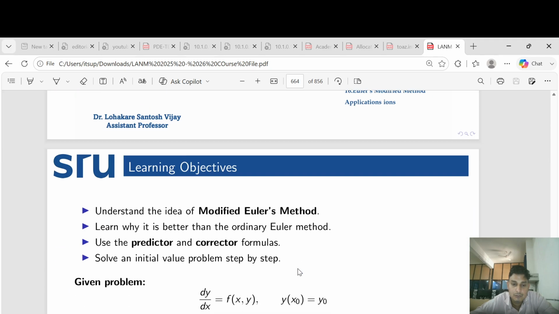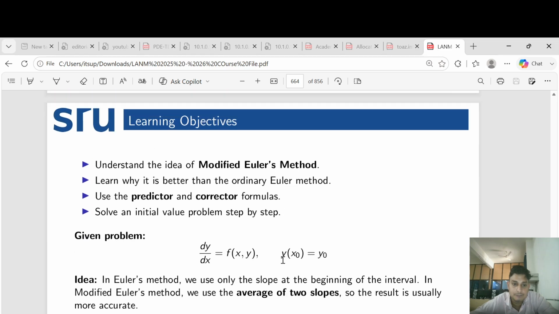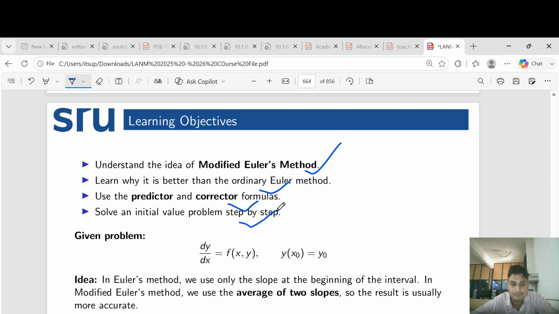So, what are the learning objectives? Understand the idea of the modified Euler's method. Learn why it is more accurate than the ordinary Euler's method. Use the predictor and corrector formulas. Solve an initial value problem.